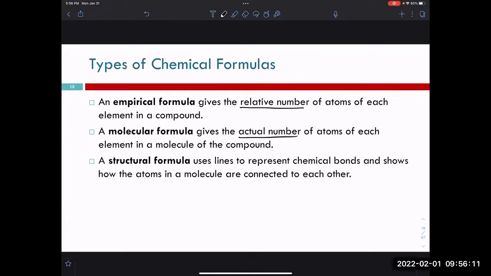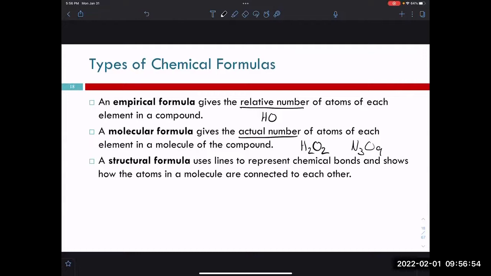So the molecular formula, we talked about hydrogen peroxide already, H2O2. But the ratio of hydrogens to oxygens is 1 to 1. So the empirical formula of hydrogen peroxide would just be HO, even though the actual molecule has 2 of each. You can have other compounds where, let's make something up, let's say N3O9.